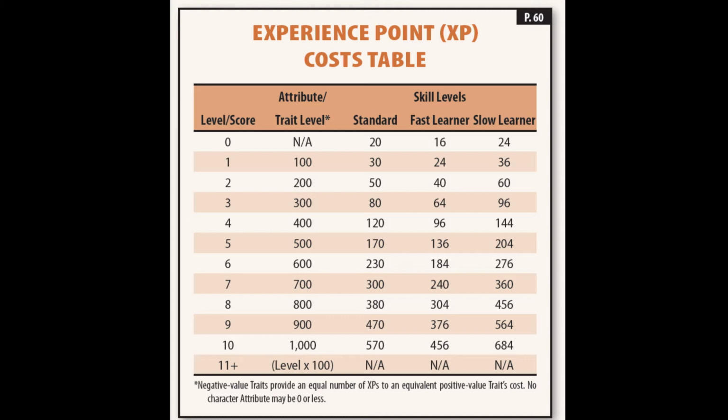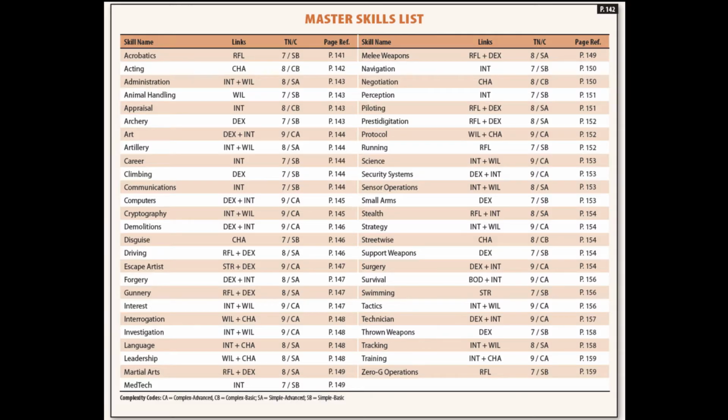Suppose we want the small arms skill at level 4. This will cost us 120 XP, assuming we don't have the fast or slow learner trait. Now we can look at the master skills list to get all the information we need about the skill.